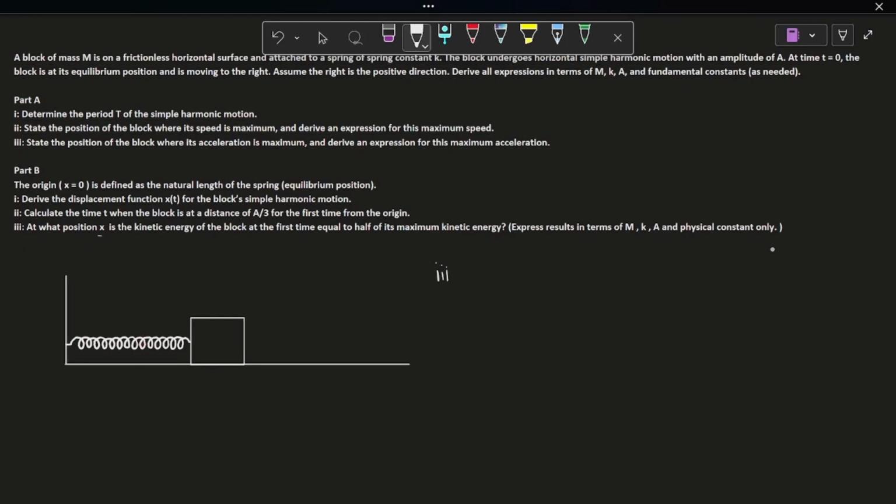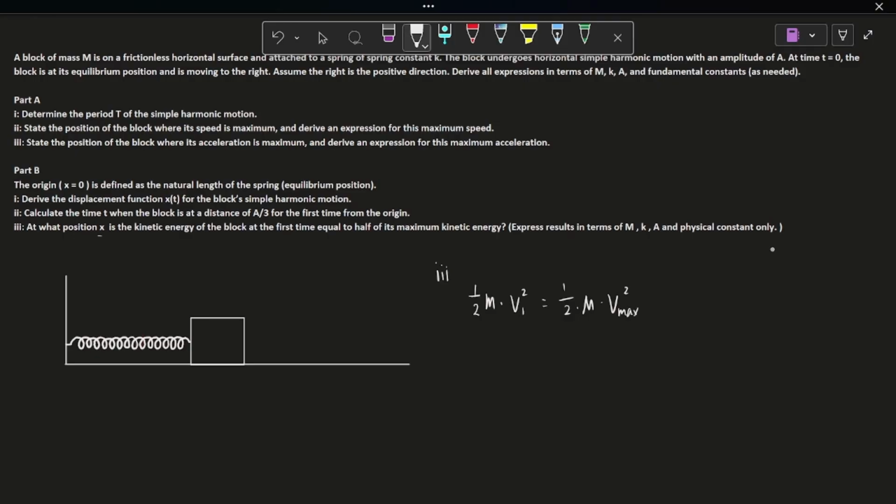So for part 3, it's asking you the position of the object when it has half of its maximum kinetic energy. So first, let's write it down and see what it can give us. 1/2 mass of the object times the velocity at that instant squared, I can write v1 squared, is equal to 1/2 times the mass of the object, which doesn't change, times Vmax squared.